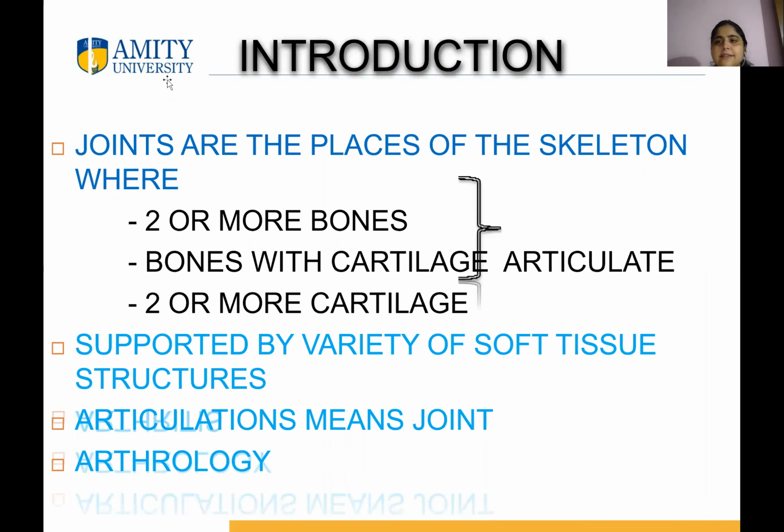What are the joints? These are the places of the skeleton where two or more bones, or bones with cartilage, articulate, or two or more cartilages articulate with each other. They are supported by a variety of soft tissue structures. Articulation means joint, and arthrology means study of joints.